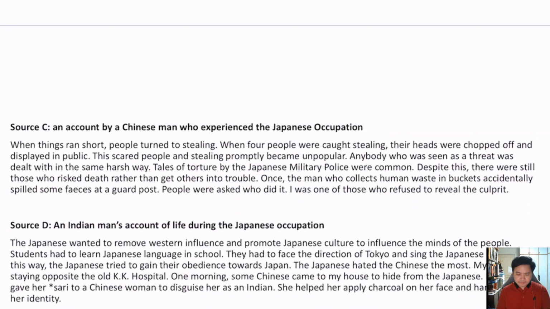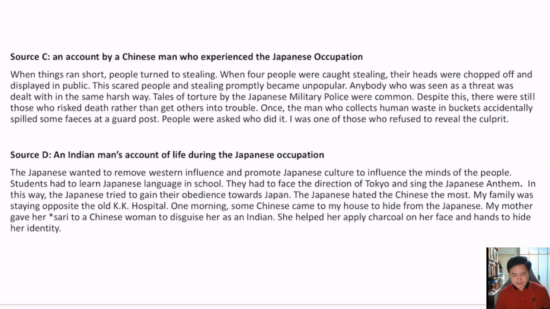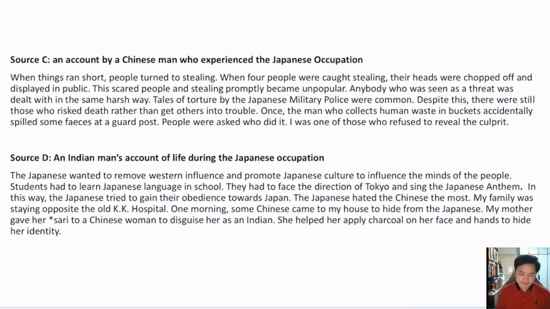Now, I'm going to show you these two sources that's from your paper, right? I mean, from your practice paper. So, source C is an account by a Chinese man, okay? And then source D is an account by an Indian man about life in a Japanese occupation. So, how will you do it? I will highlight some of the key things, okay, that I see from these sources first.